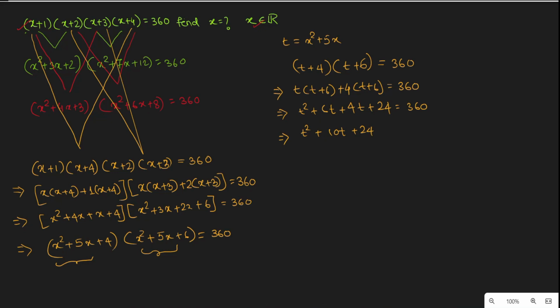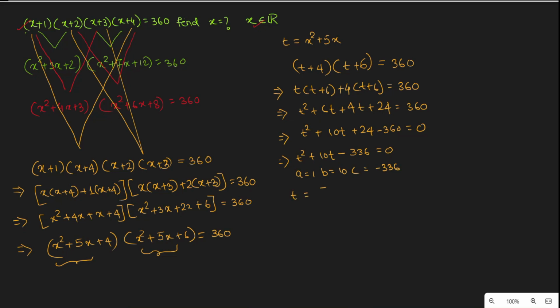Then we have to bring this 360 to the left hand side. Next we will write minus 360 equal to 0. So we can simply write this as t² + 10t − 336 = 0. As you know, this is a quadratic equation. In this quadratic equation, a is equal to 1, b is equal to 10 and c is equal to −336. So let us solve for t.